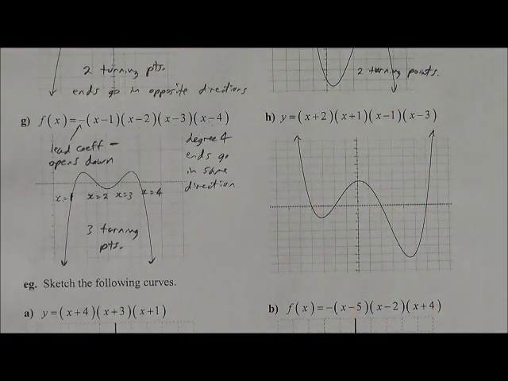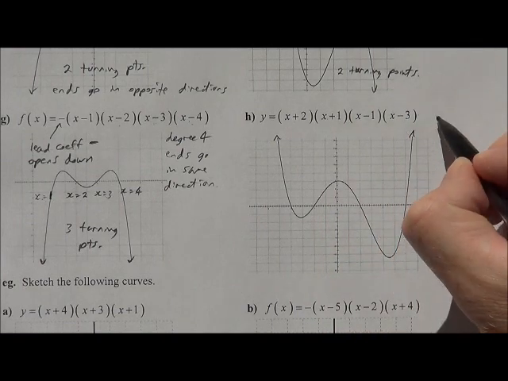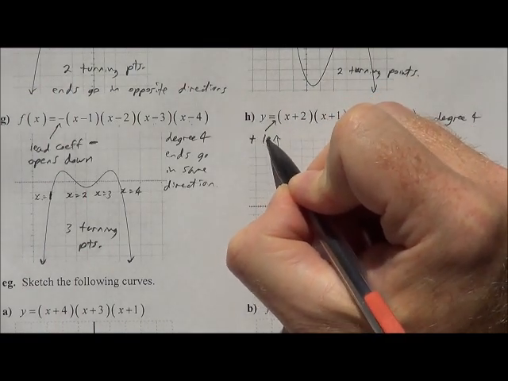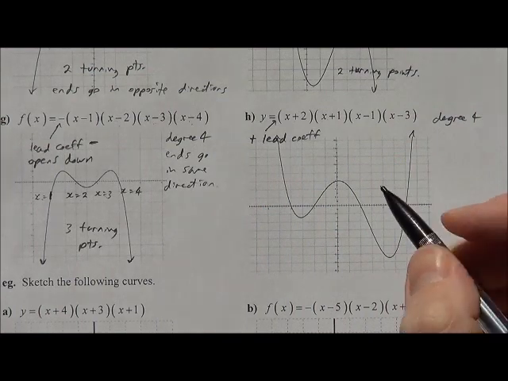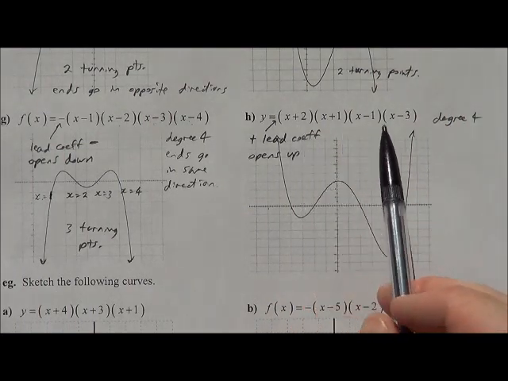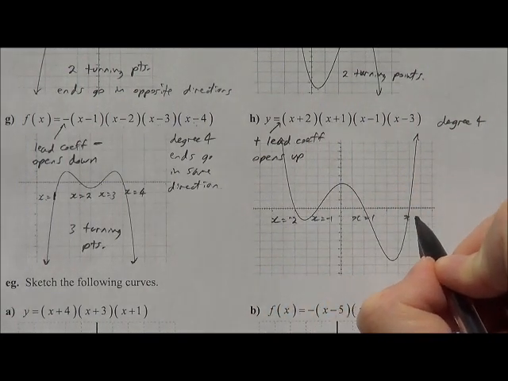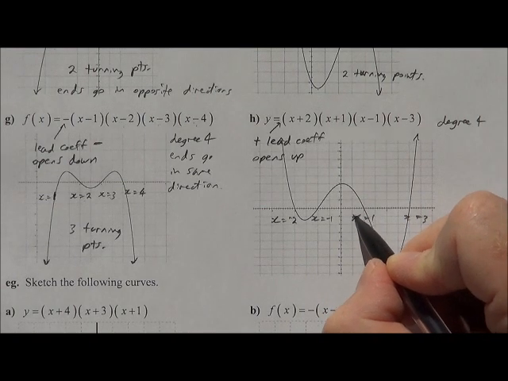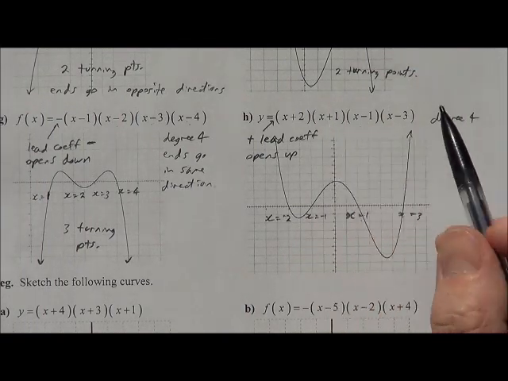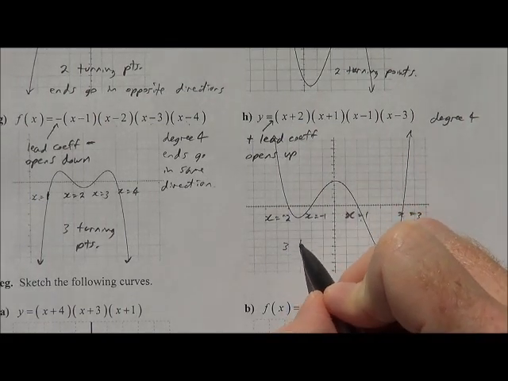Moving along to part H, we have 1, 2, 3, 4. Okay, again, degree 4. Positive lead coefficient. That means that it's opening up. And the zeros, we've got zeros of x equals negative 2, x equals negative 1, x equals 1, and x equals 3, corresponding with the factors of x plus 2, x plus 1, x minus 1, and x minus 3. And again, 1, 2, 3 turning points.